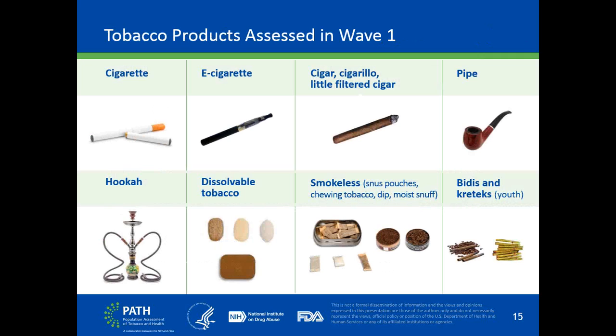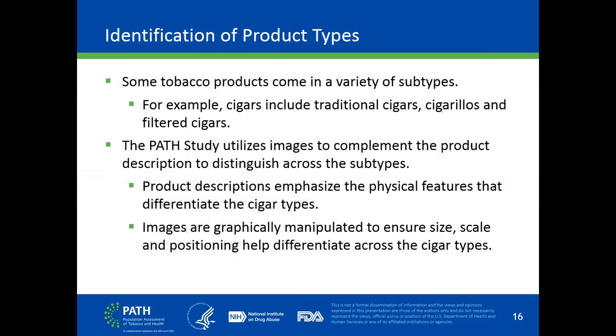I think another distinguishing feature of the PATH study is the depth and breadth that it goes to assess what tobacco products people are using. With the ACASI format, we use some of the technology available to us through the computer screen to be able to show images and couple that with text to really try to differentiate. The PATH study in wave 1 asked about 12 different types of tobacco products, including, for example, as we get into some of the cigar area, there's interest in trying to differentiate the different types of cigars.